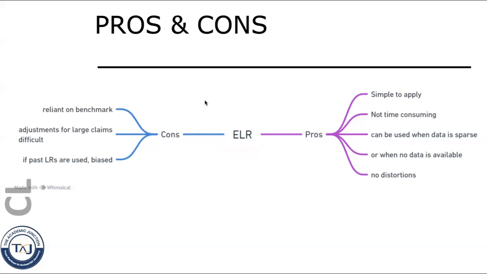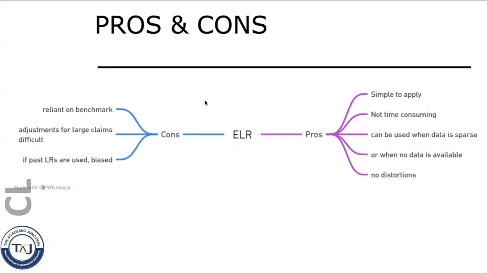So you got the pros and cons fairly right. Simple to apply, not time consuming, can be used when data is sparse or when no data is available, no distortions. All the answers will be smooth. And cons, we've discussed to a certain extent, right? The numbers are reliant on the benchmark LR that is being used. You cannot make adjustment for large claims in this method. It's because the number is just a pulled number that's used, right?